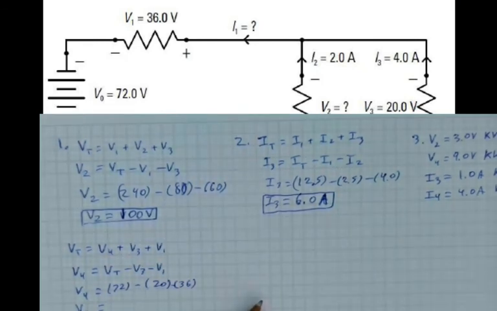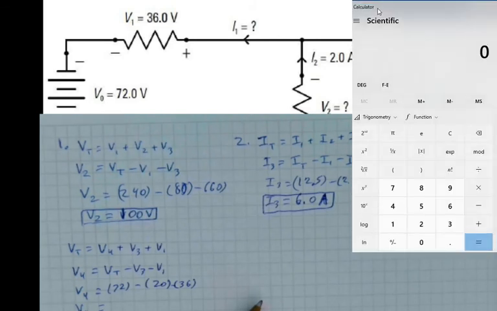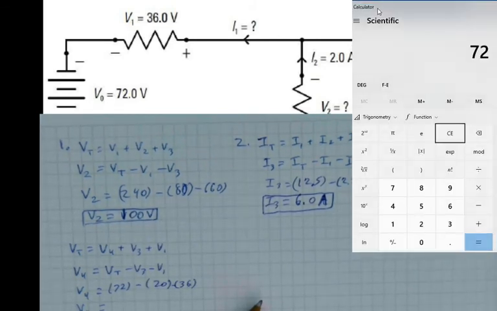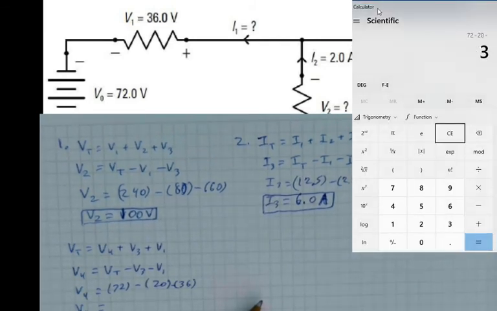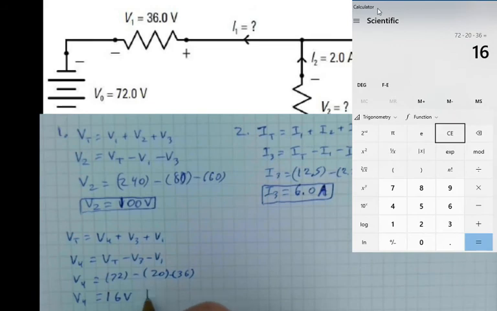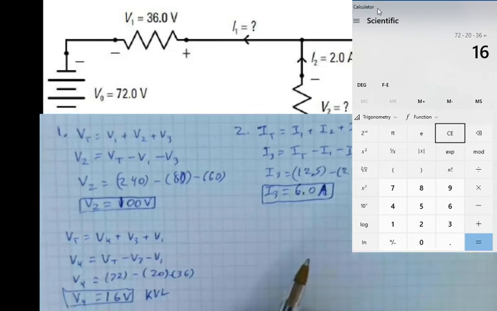And that would be 72 minus 20 minus 36, which is 16 volts. And I determined that using my voltage law, KVL. So that's one of my solutions here.